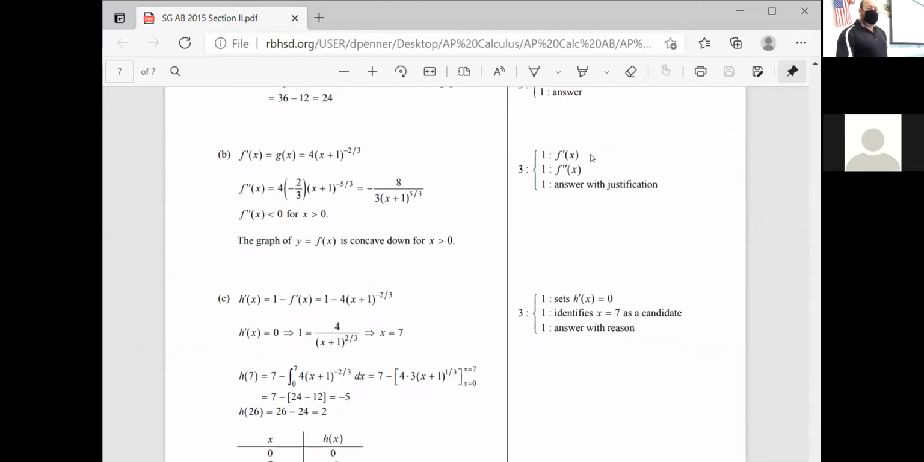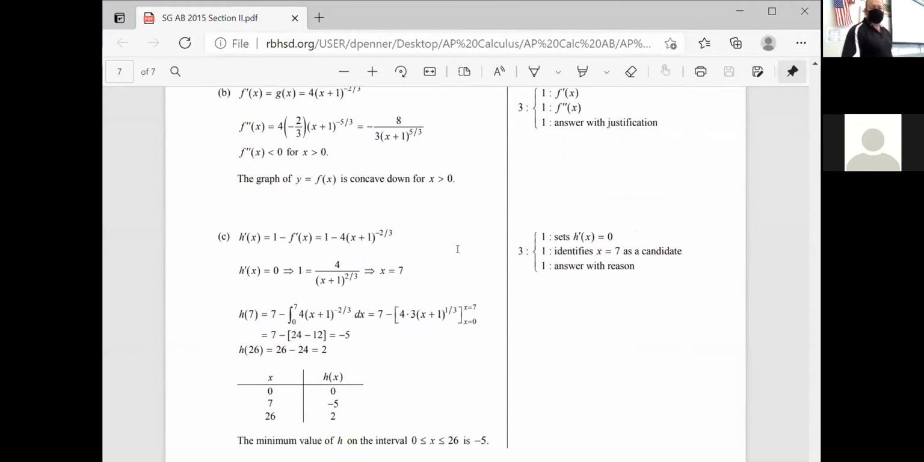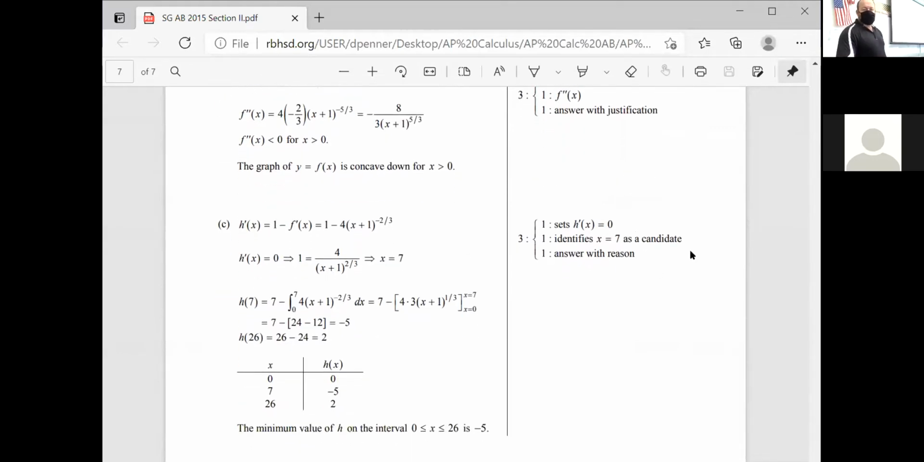They gave you a point for f prime, realizing it was the function. Another point, sorry, 2 points for f double prime, and then a justification that it was always concave down. And then a bunch of points for here. So if you found h prime and you set it to 0, bing. If you figured out that 7 was a candidate, bing. And 1 point for your final answer. So go ahead and catalog all of that stuff all together.